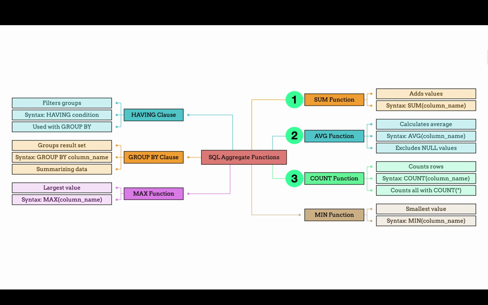3. Count function, returns the number of rows that matches a specified criterion. Syntax: COUNT(column_name). It can also be used to count all rows in a table with COUNT(*). 4. Min function, retrieves the smallest value in a specified column. Syntax: MIN(column_name). Useful for finding minimum values in a dataset.